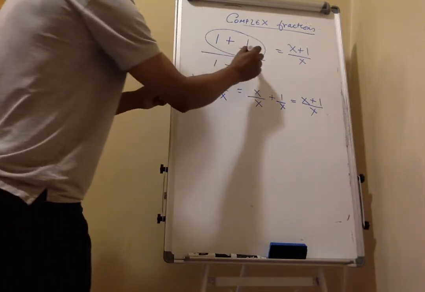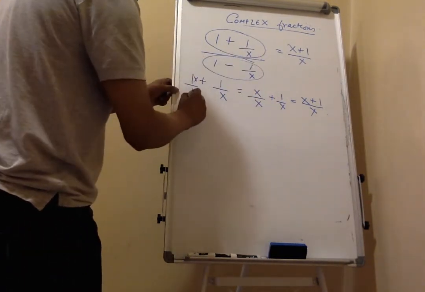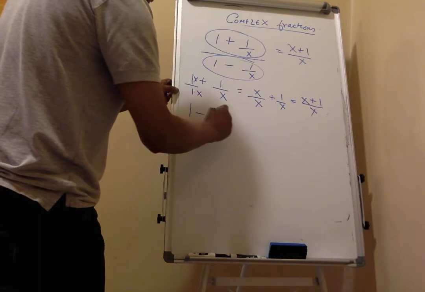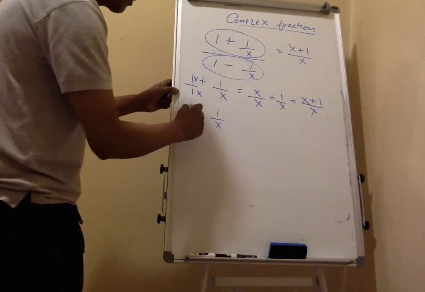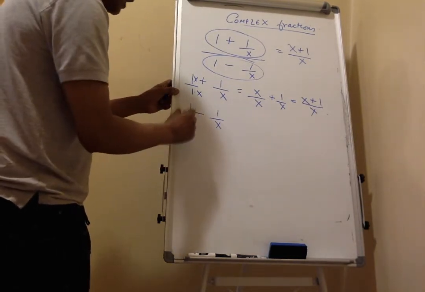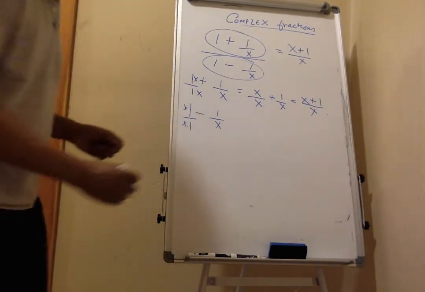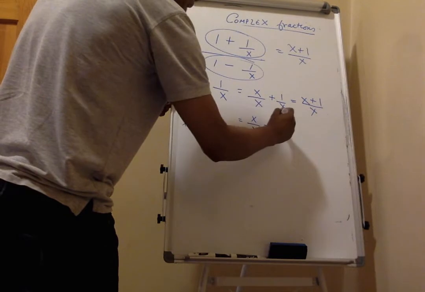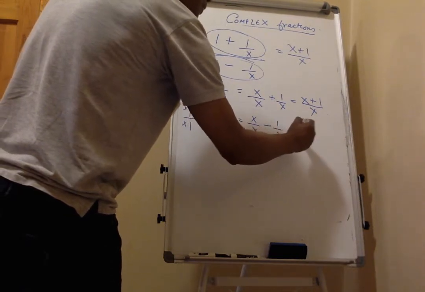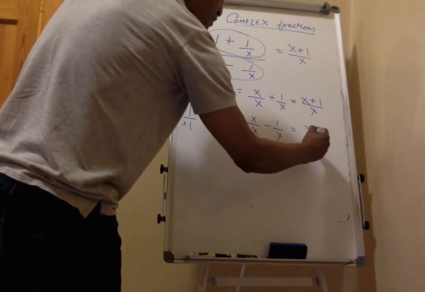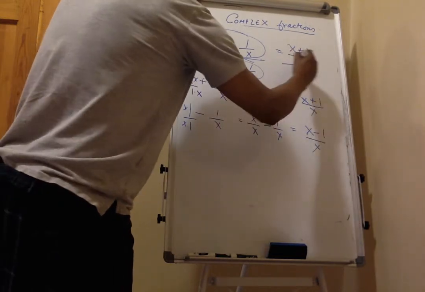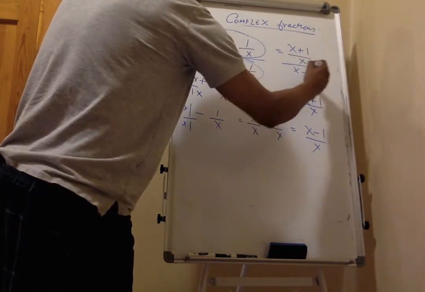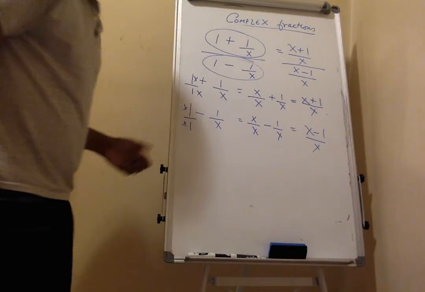Do the same thing for the denominator. 1 minus 1 over x. Again, this is 1 over 1. Multiply both sides by x. So you would end up with x over x minus 1 over x, which means x minus 1 over x. So you end up with x minus 1 over x.